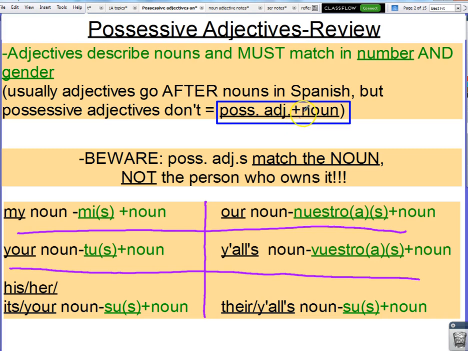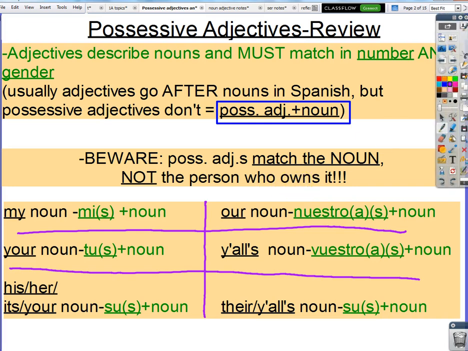Our possessive adjectives are always followed by a noun, and this is what they mean. My noun, your noun, his or her noun, and so on and so forth. It's straight out of your notes, and these go directly before the noun. And don't forget, they have to match the noun, not the person who owns it.